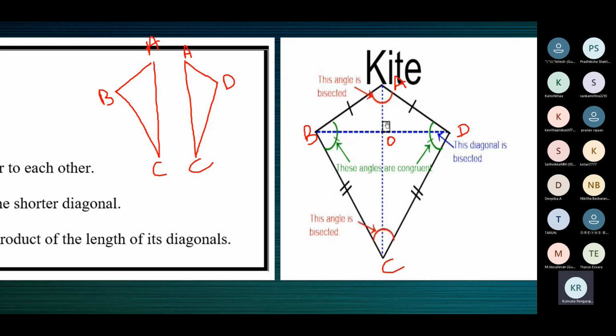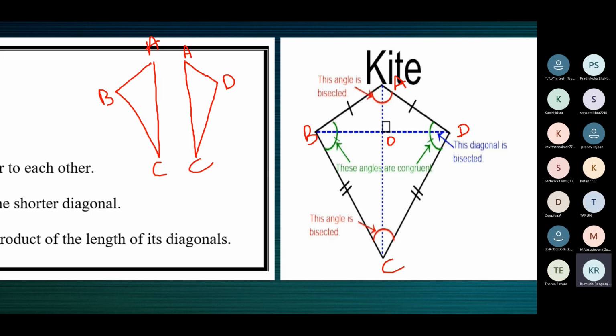So diagonals are perpendicular to each other. And the area of the kite is calculated using the formula half the product of diagonals. Like in the case of a rhombus, half into AC into BD.